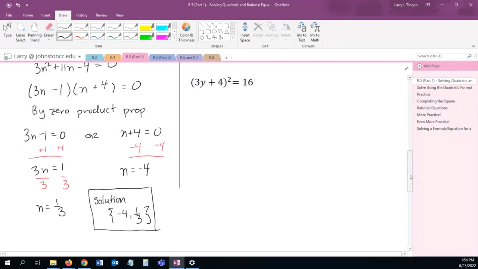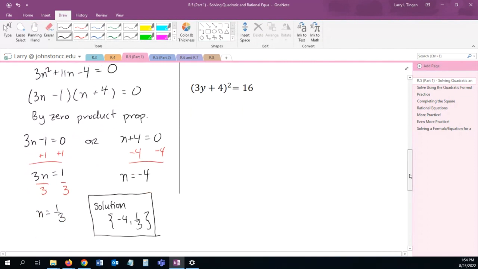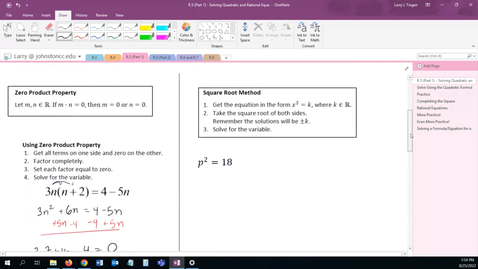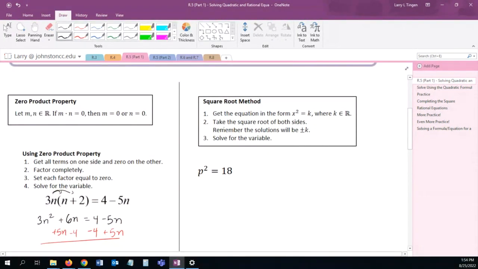So that is the zero product principle. The other, or one of the other steps, is the square root method. Get the equation in the form x squared, and x is just the variable here, equals k, where k is a real number.